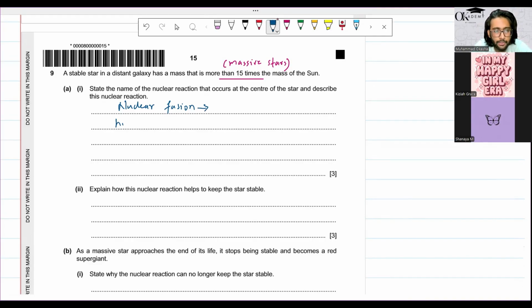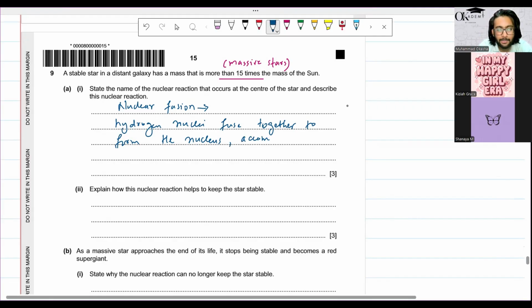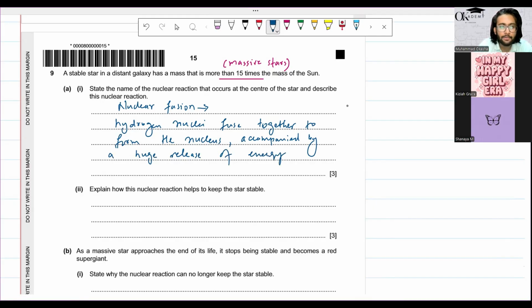Well, hydrogen nuclei fuse together to form a helium nucleus. I hope you remember nuclear fusion, accompanied by a huge amount of release of energy. Okay. Right. So that's the nuclear fusion.